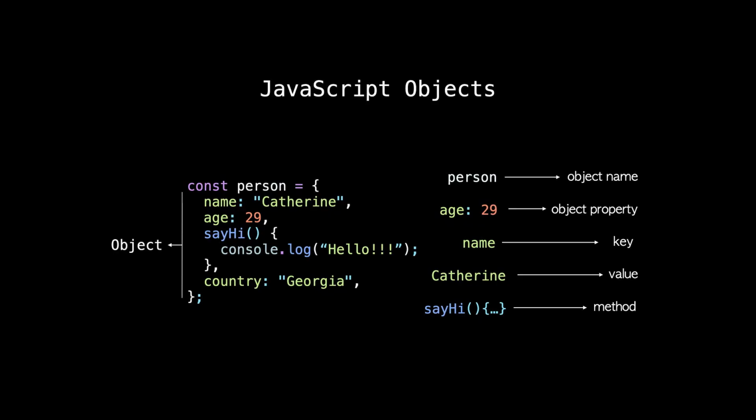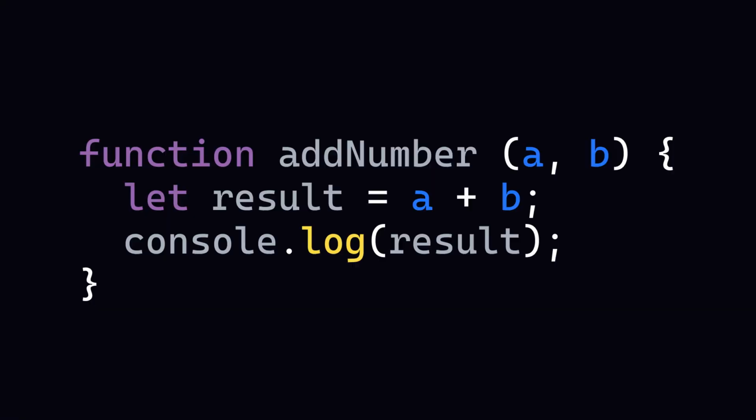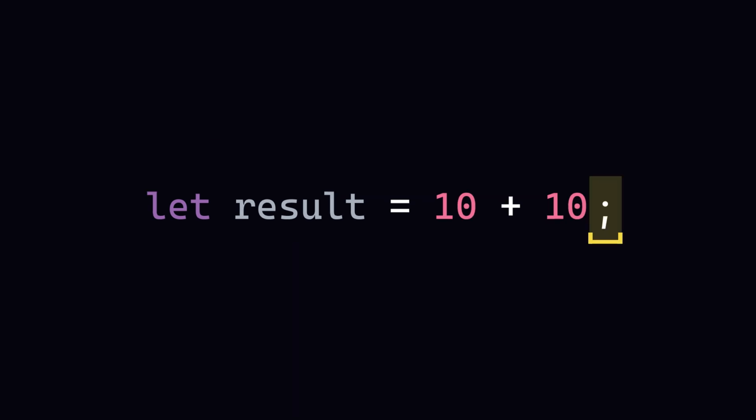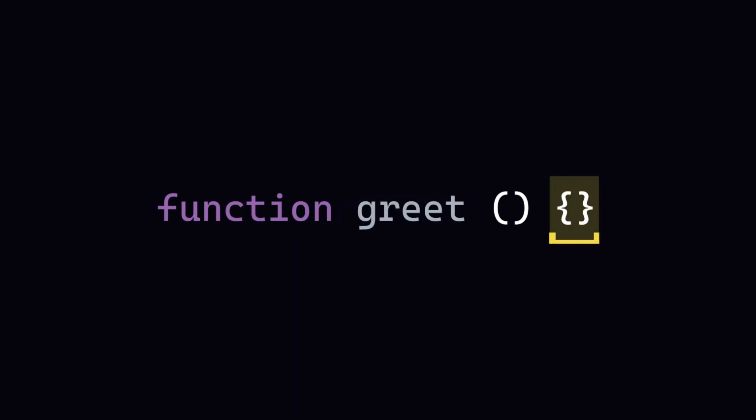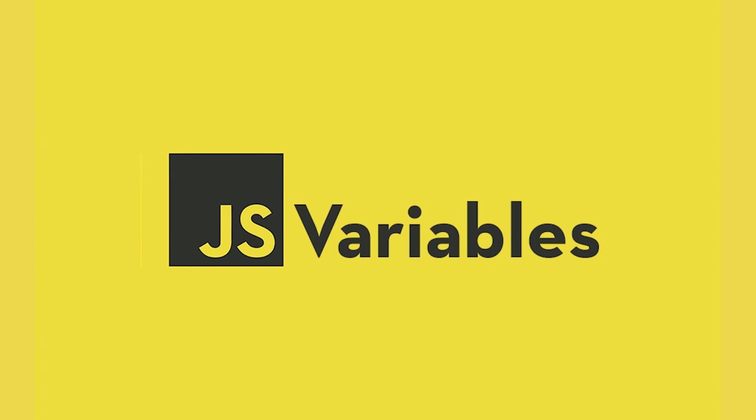Think of JavaScript syntax as the grammar of a programming language. Just like how English has rules for forming sentences, JavaScript has rules for writing code. You'll use semicolons to end statements, curly braces to define blocks of code, and write instructions that the computer can understand. Now, let's explore variables.